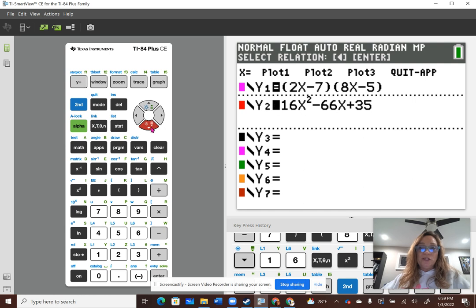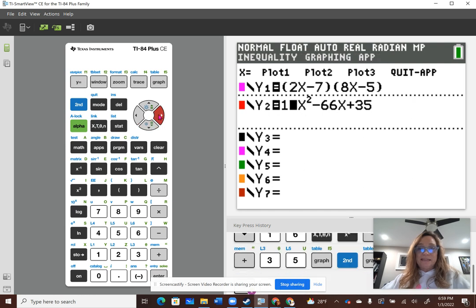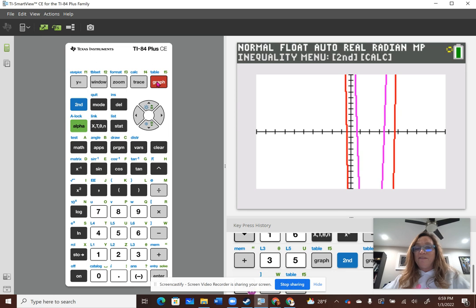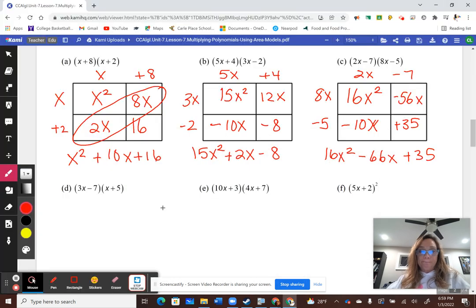And I'm just going to quickly show you what happens if I make a mistake. So let's just say that I made a mistake and I didn't know that negative times negative was a positive. So now when I hit graph, you'll see they don't overlap each other. They're not equivalent, okay? So it's a great way to double check yourself. No, it doesn't do the work for you, but it will tell you whether your answer is correct. So it's a great way to check your work on a test.